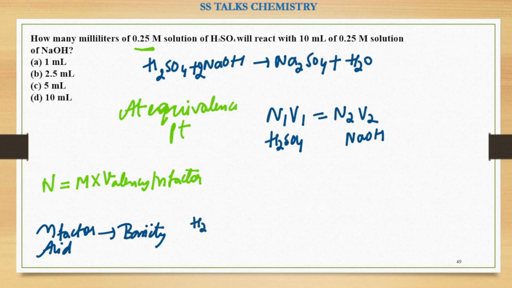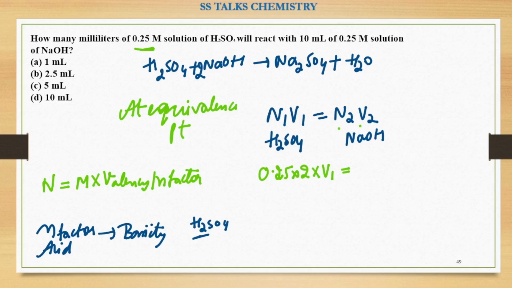So in H2SO4, you have two replaceable hydrogen ions. So the N factor in this case is equal to 2. So normality for the sulfuric acid is going to be 0.25 molar into the N factor, which is 2, into the volume that we have to find out. This is equal to N2V2.